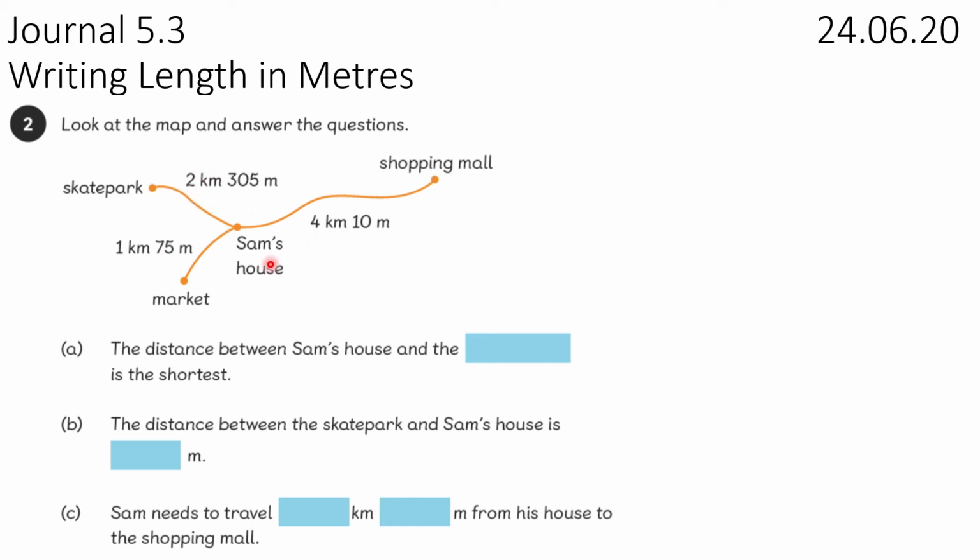Even if this says 750 metres, because this is 2 kilometres, this is going to be longer. So let's have a look between Sam's house and the shopping mall. Sam's house and the skate park is longer than Sam's house and the market, and we're trying to find the shortest. If we just looked at the metres, this would be 10 metres and that would be 75 metres. So you would think this is shorter, but we need to look at the kilometres first. We only really need to look at the metres if the kilometres are the same. Kilometres first: 4 kilometres, and this is 1 kilometre. So which one is the shortest distance?